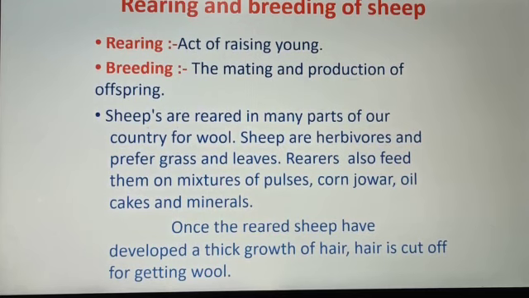Now rearing and breeding of sheep. Rearing is the act of raising the young ones, and breeding is the mating and production of offsprings. Sheep are reared in many parts of our country for wool. Sheep are mainly herbivores and prefer grass and leaves. Rearers also feed them on mixture of pulses, corn, jowar, oil cakes and minerals. Once the reared sheep have developed a thick growth of hair, it is cut down for getting wool.